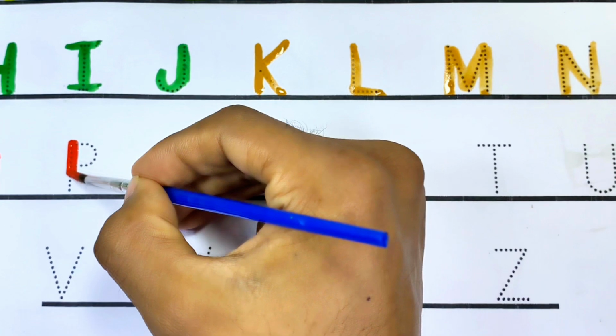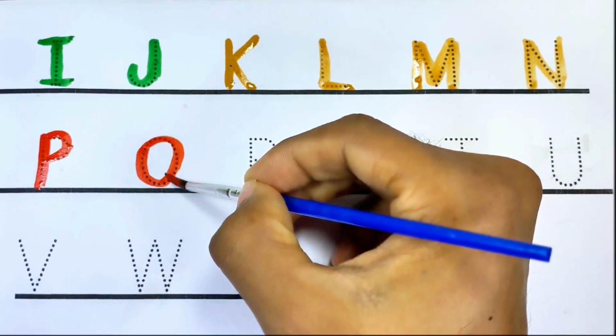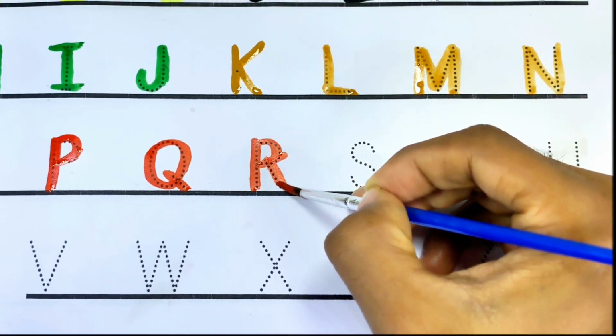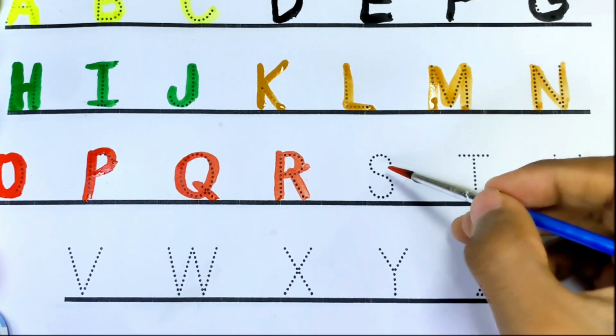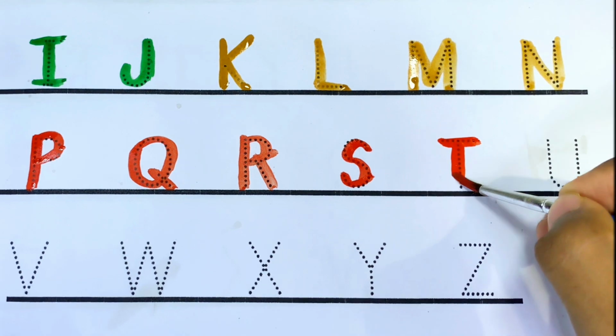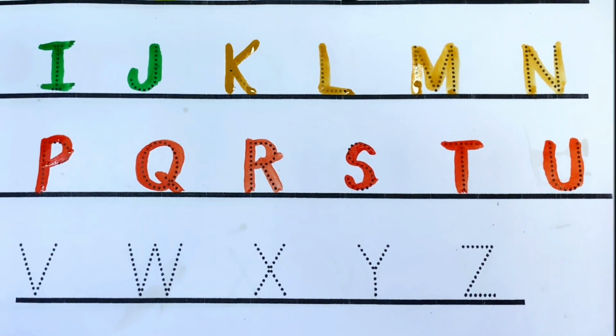Kids, now you draw O and use red color. O for octopus, P for parrot, Q for queen, R for rose, S for sun, T for teacher, U for umbrella.